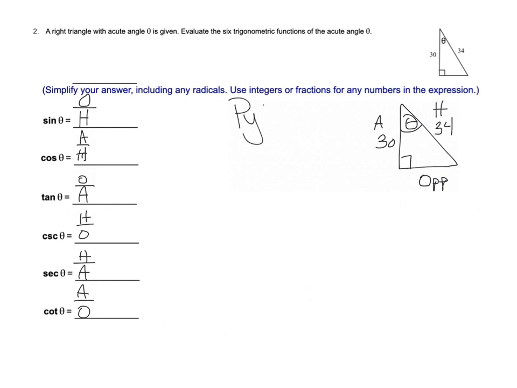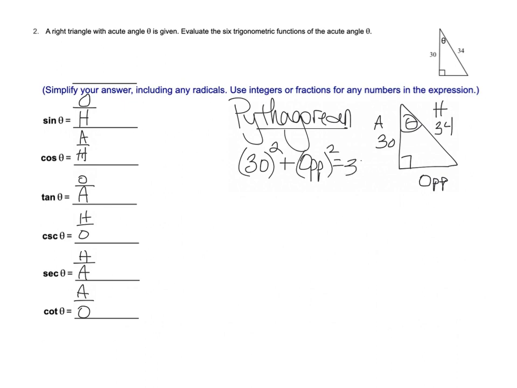So we're using the Pythagorean Theorem again. I'll just abbreviate that, Pythagorean. Our two smaller sides, so we have 30 squared plus the opposite squared. It should equal the hypotenuse squared. Okay, 30 squared is 900.